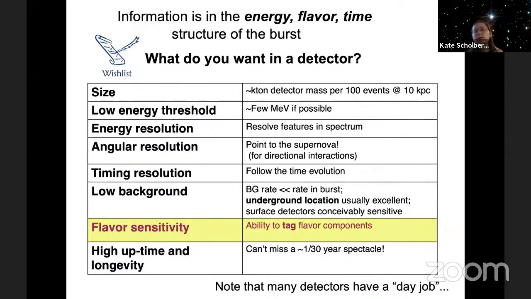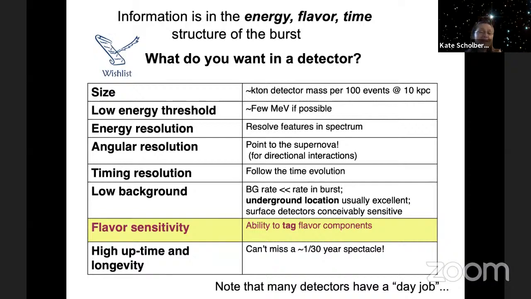And then also, because these things are so rare, you want to have a detector that has to run for a long time, and it has to run most of the time. If you have a detector that only runs one day a week, that would be terrible if your supernova happens on Tuesday and you're only running on Wednesday. So you have to have a high uptime.